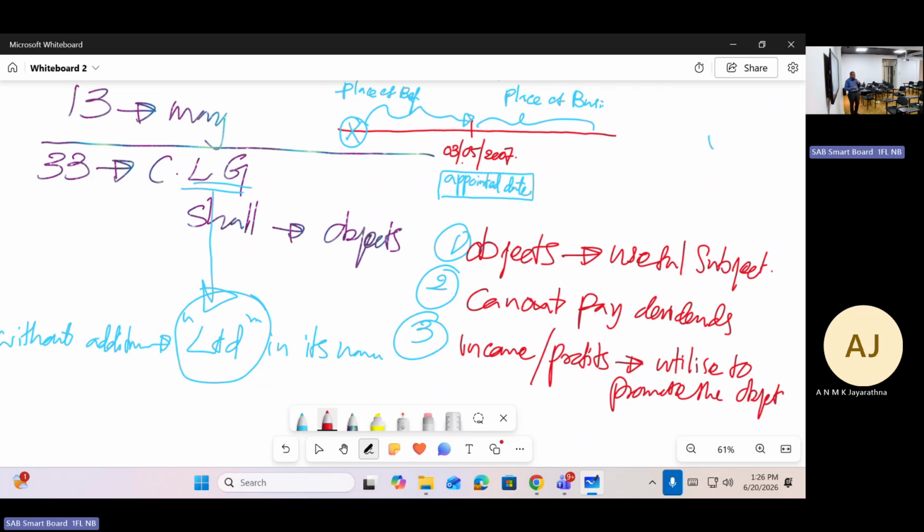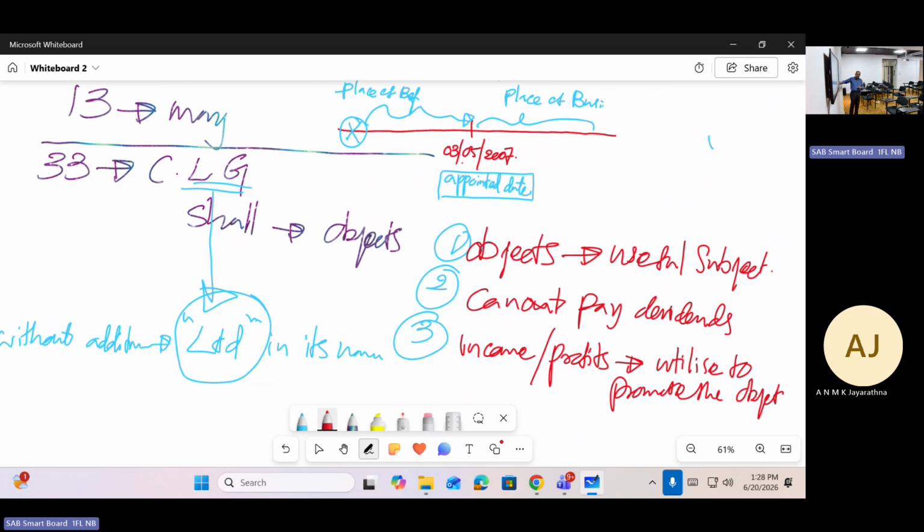Then the Registrar of Companies directs the company be registered as a company limited by guarantee, without addition of the word limited. Omitting the word limited in its name is the privilege granted to this company limited by guarantee. The object of the company we have considered, whether it is useful to the community or not. According to the articles, they cannot pay any dividend to its members. And all the income and profits are utilized to promote the objects.